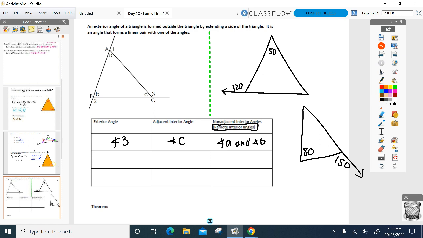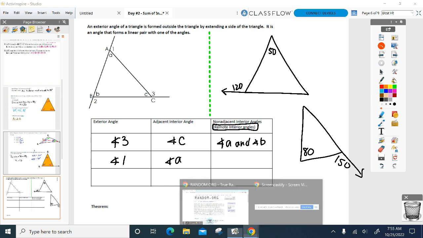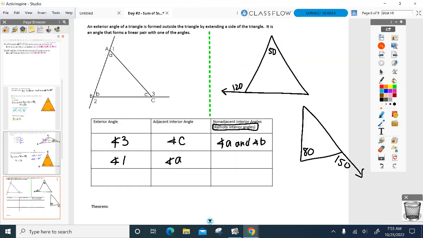All right, give me another exterior angle. Angle 1. Thank you. What would be its adjacent interior then? Angle lowercase a. Yep. And if we're talking about angle 1, what would be the remote interiors for angle 1? The ones inside, not next to it. Angle B and C. Good. B and C. And then there's one more exterior, which would be angle 2.